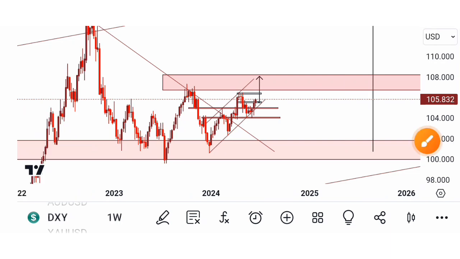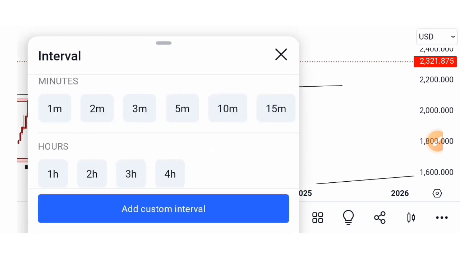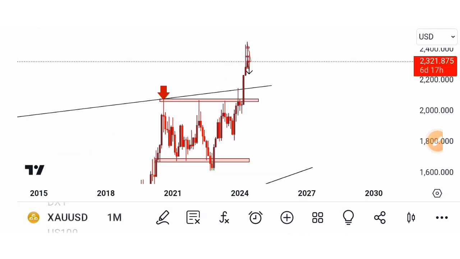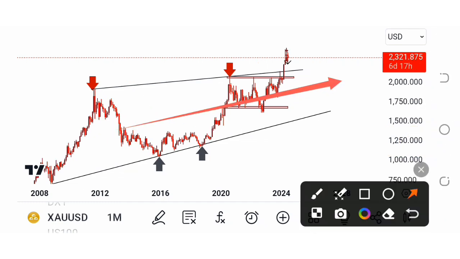Moving on to the second instrument of the day, this is gold. On gold, I'm also bullish. However, I will explain there's something different on a smaller time frame, right? I'm bullish because, as you can see, the market is trending up. This is obvious to see.